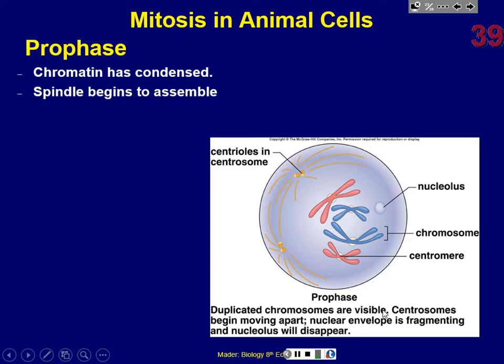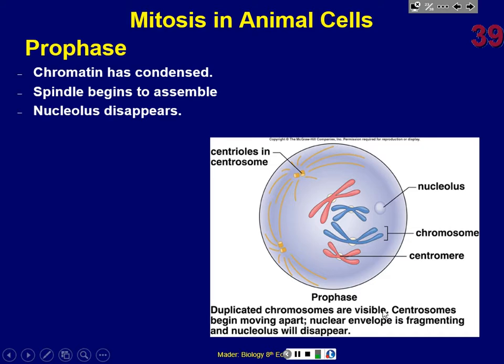They're going to produce these structures called the spindle fibers or the mitotic spindles. So these yellow line-looking structures are actually illustrating protein filaments, microtubules. That's my mitotic spindle, right there. So those centrioles are beginning to form that mitotic spindle, and the centrioles are starting to migrate to opposite sides of the cell.